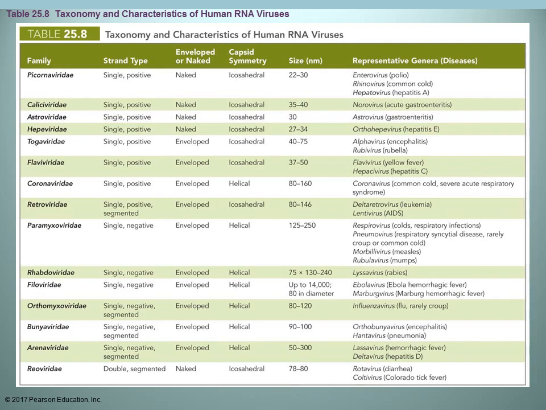So here is a list showing the various RNA viruses that infect humans: the family name, whether it's single or double stranded, whether it's positive or negative, whether it's enveloped or naked without that envelope, and some representative viruses and the diseases that they cause. So this is a nice summary sheet here.